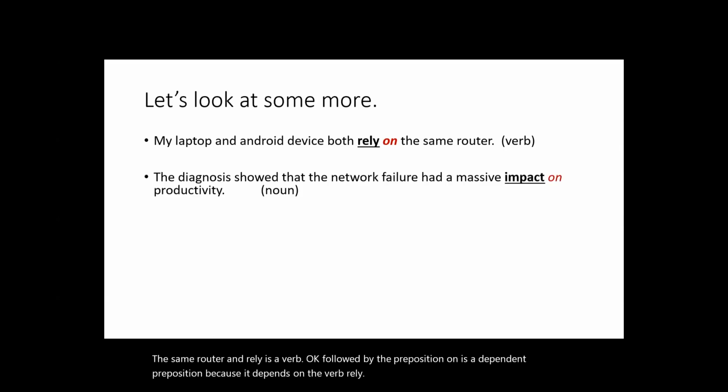Next example: the diagnosis showed that the network failure had a massive impact on productivity. Diagnosis التشخيص. ظهر لنا ايه؟ انه network failure انه فشل النتورك او سقوطها او عدم ادائها بشكل جيد had a massive impact تأثير كتير سيء على productivity انتاجيه. So the word impact here is a noun, followed by the dependent preposition on, impact on, تأثير.